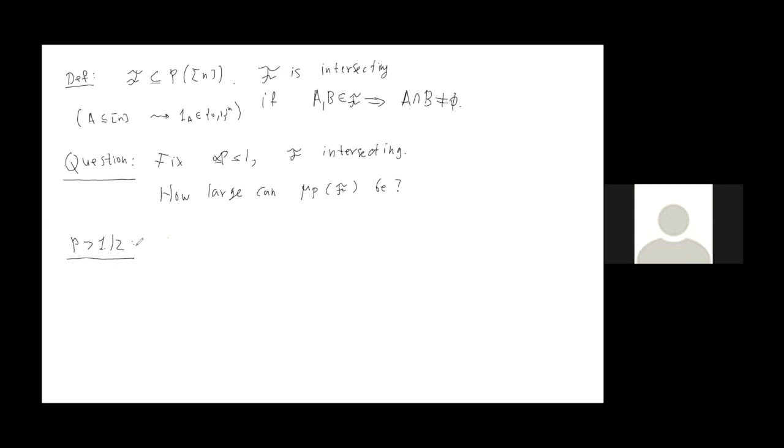So I claim that for p that is more than a half, say 0.51, this question is not really interesting because there are very, very large intersecting families. Does anybody see what they are? Okay, so these are the majority sets.